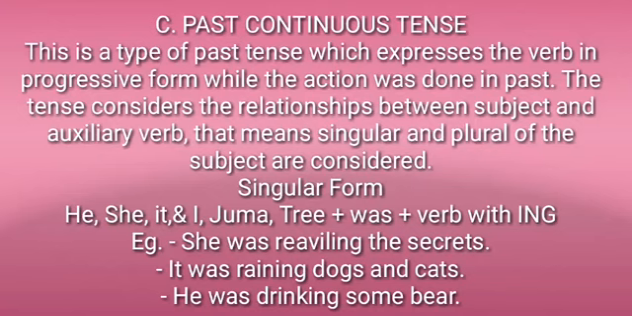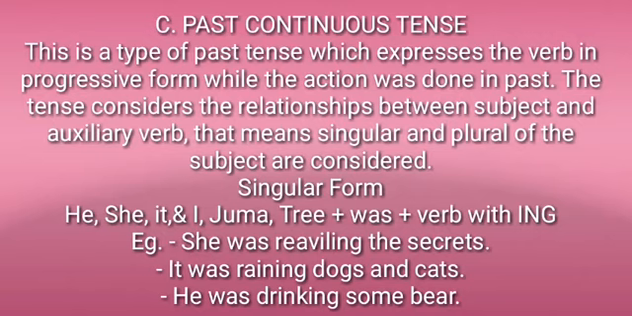Let us see the singular form. The singular form which we are speaking of is the singular form of a subject. The pronouns like he, she, it, and I are in a singular form, and nouns like Juma, tree, and other nouns are in a singular form. We plus the auxiliary verb was, plus the verb with the ing form. For example, she was revealing the secrets. It was raining dogs and cats. He was drinking some beer.